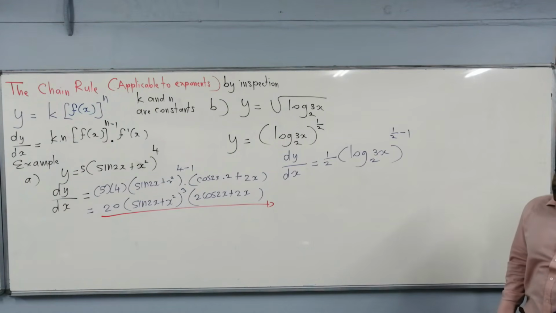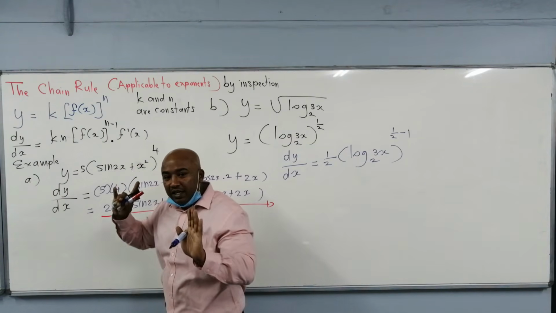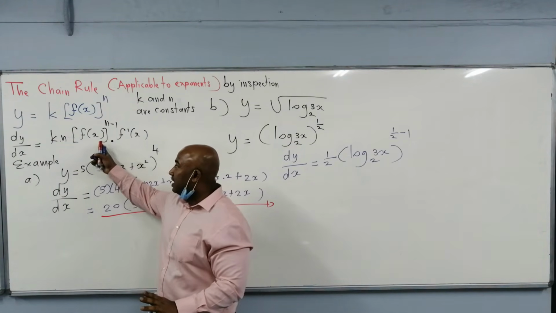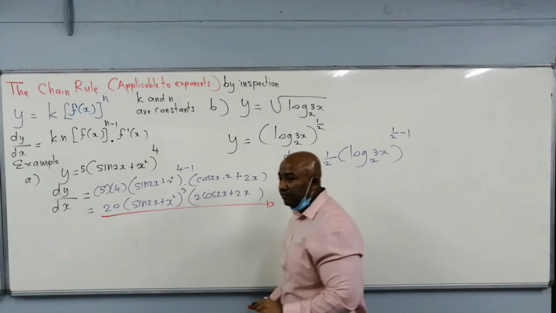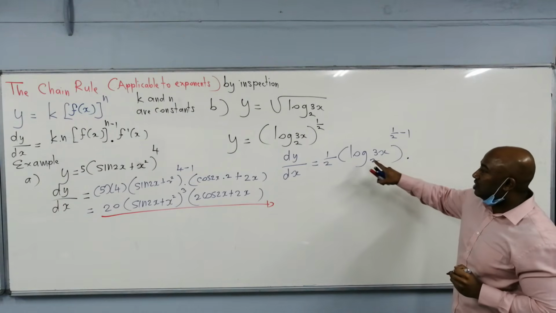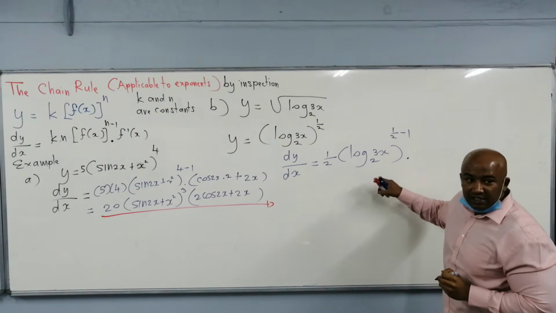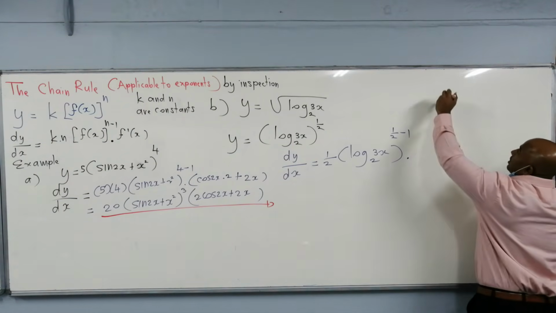Can you all see that? So where am I at the moment? I'm at this stage here. I deal with the exponent first. I do not differentiate inside yet, I just copy down f of x as it is. Now I'm going to differentiate f of x. So now I'm going to go times, and I need to differentiate log 3x to the base 2. How do I differentiate log 3x to the base 2?